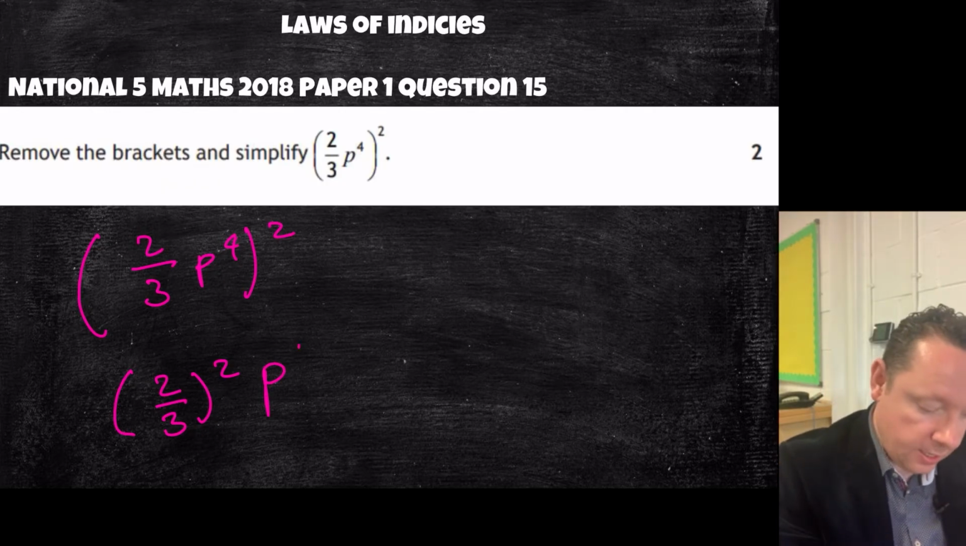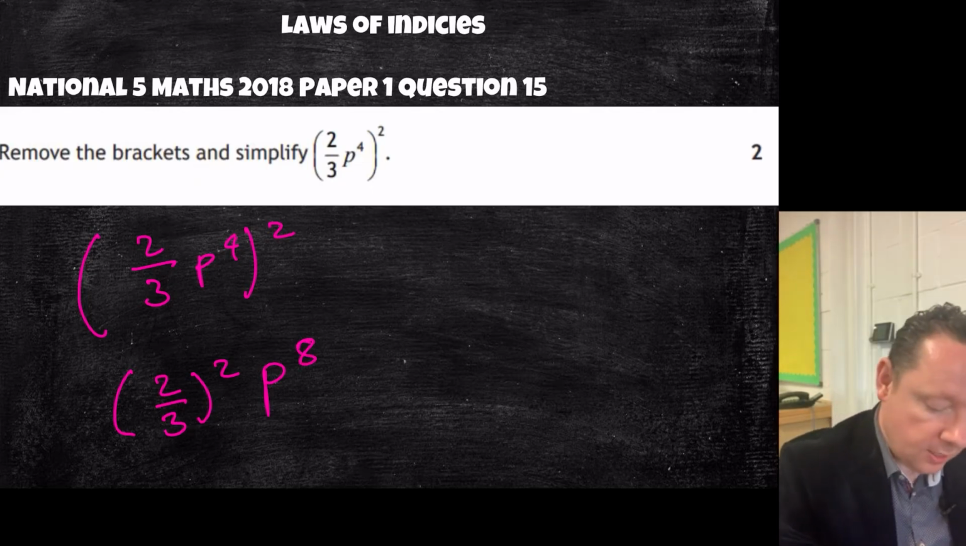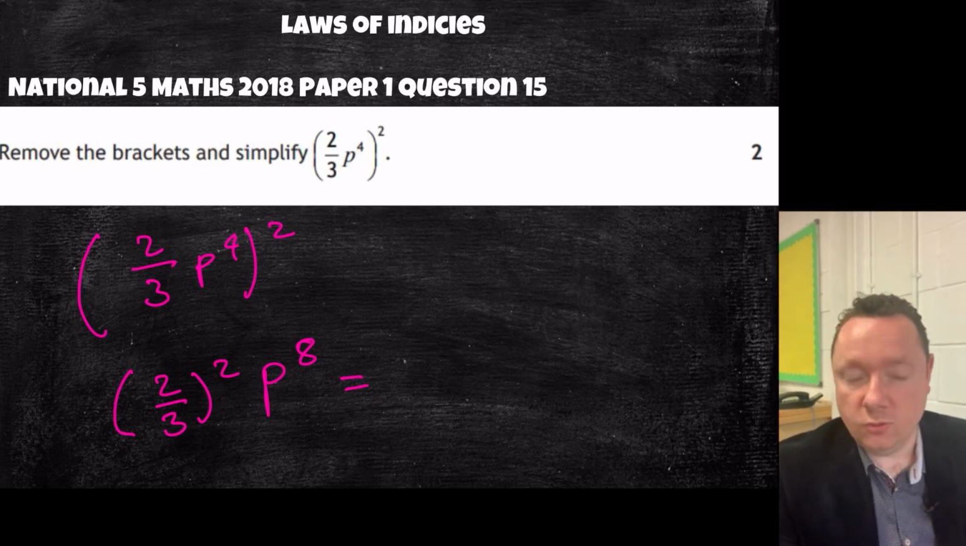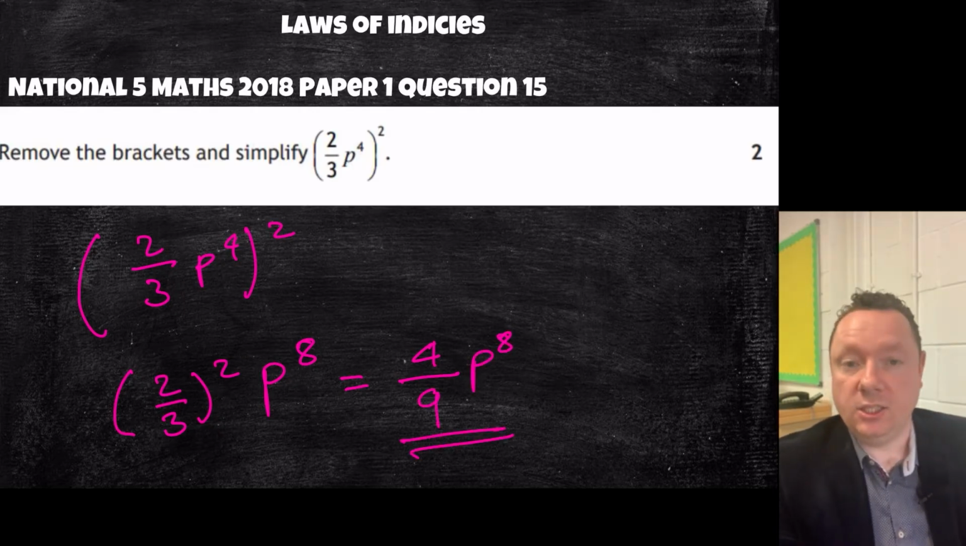4 times 2 is 8. So it simplifies to that to start with. But then we need to work out what 2/3 squared is. Well, that's 2/3 times 2/3. So I can square the top, which is 4, and square the bottom, which is 9. And I've got p to the 8. And we're done there. This fraction is simplified.